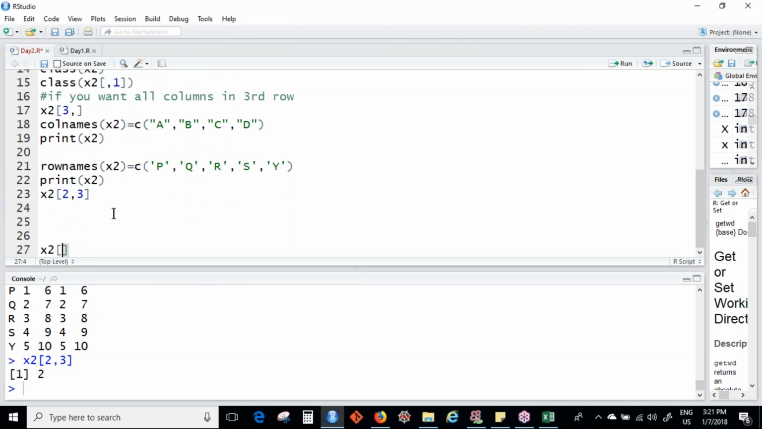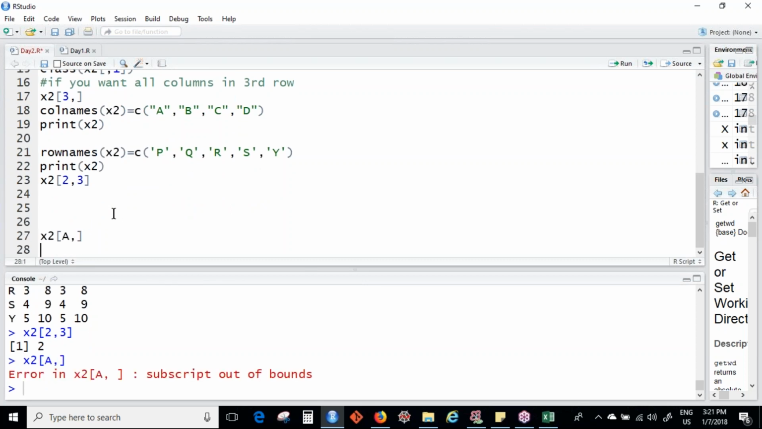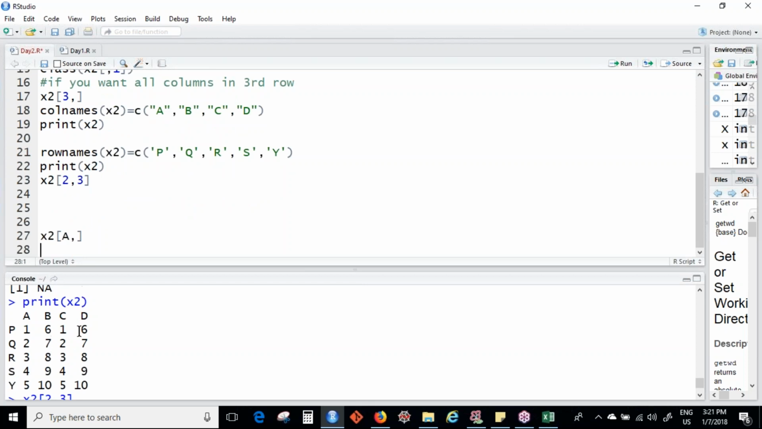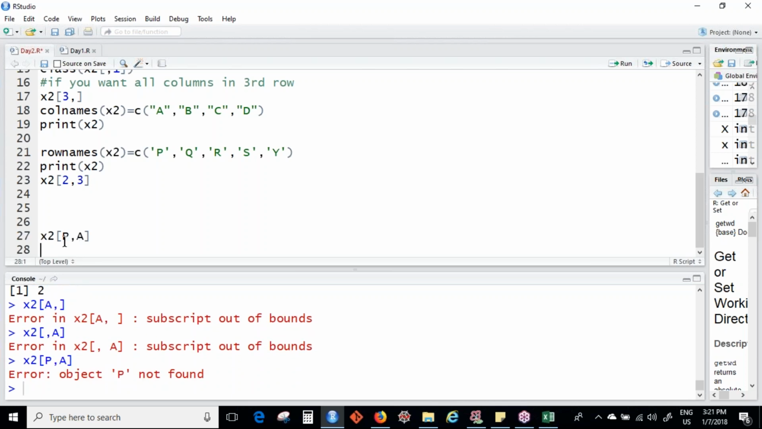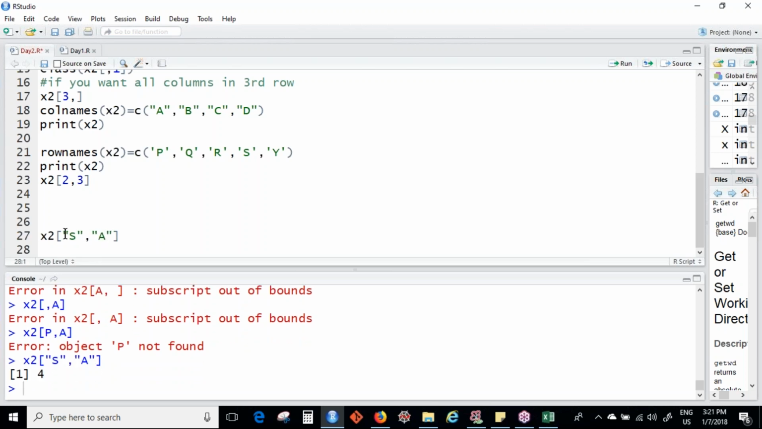X2, yes, I think it has to be like this. No, A is a row or is a column? A is a column, so it should be on this side. Okay, this, it should be quotation, I think. Just let me try one thing. I have never tried all this. Okay, S, A. Okay, it is working in this way.